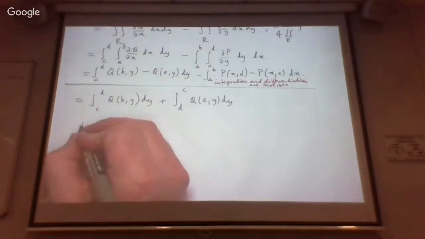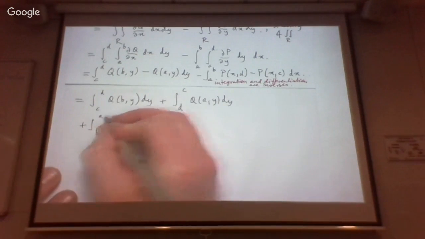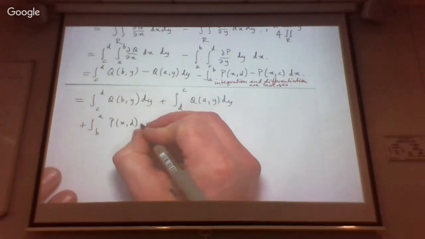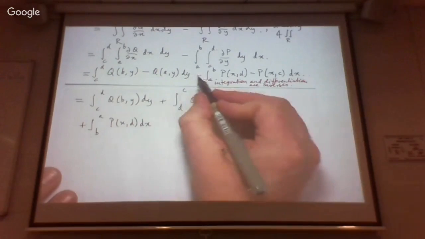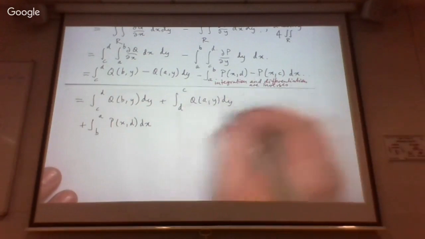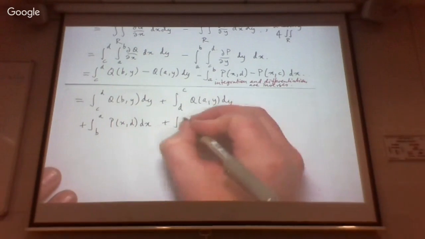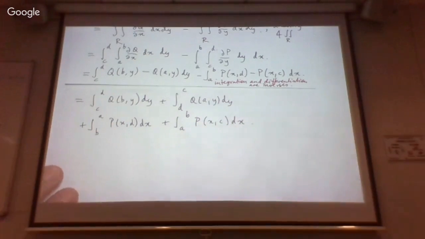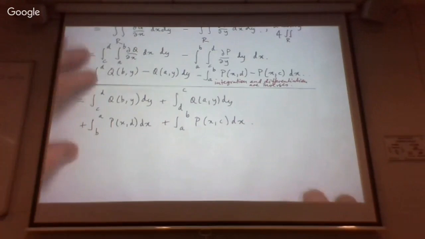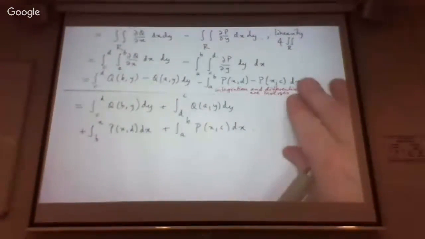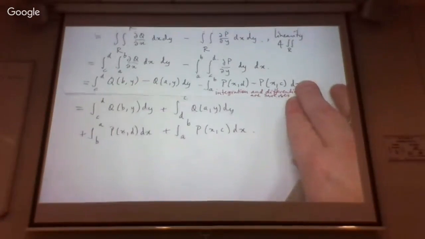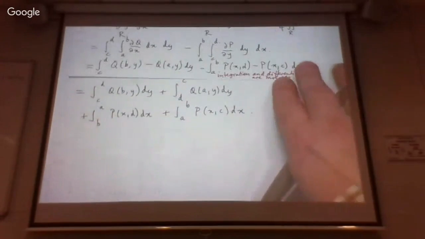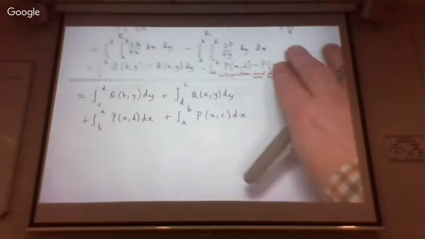Then I'll swap those limits. So this is the integral b to a, p, x, d, dx. And then I've got the double minus sign here, minus minus. So that becomes a plus, integral a to b, p, x, c, dx. Okay, so that's what you get for the right-hand side. And then if you compare that to what you had a few minutes ago for the left-hand side, you'll see, hopefully, unless I've messed it up, you'll see it's exactly the same.